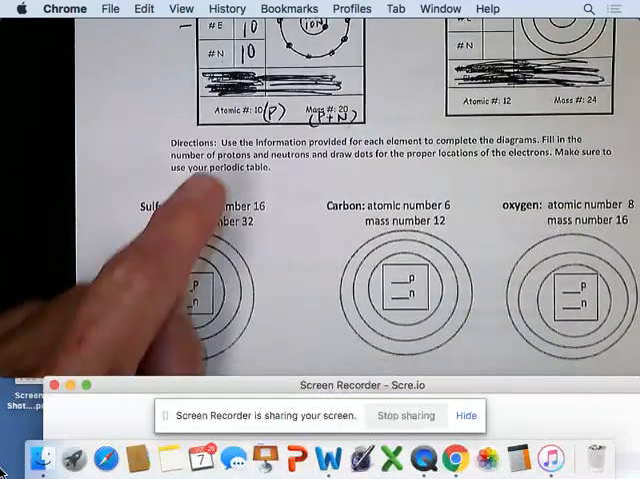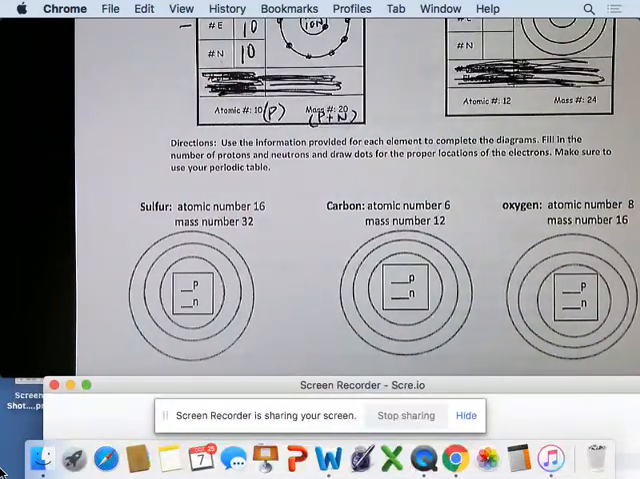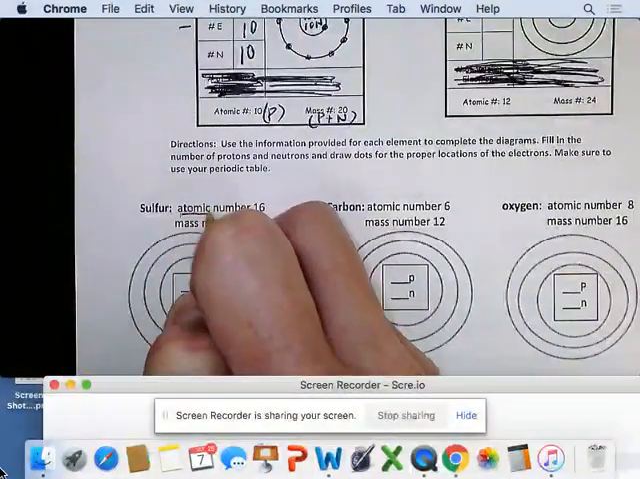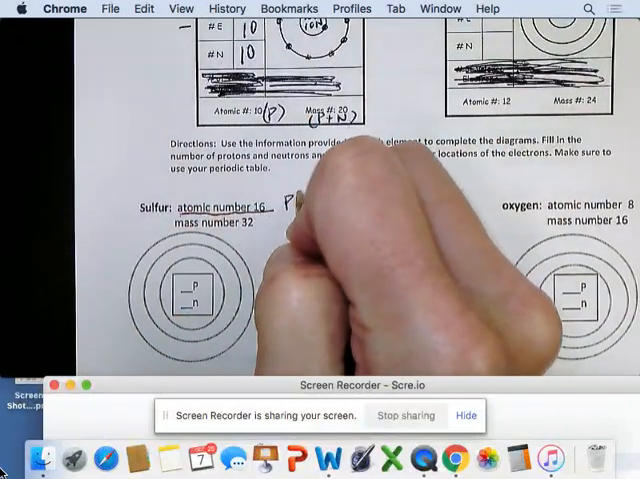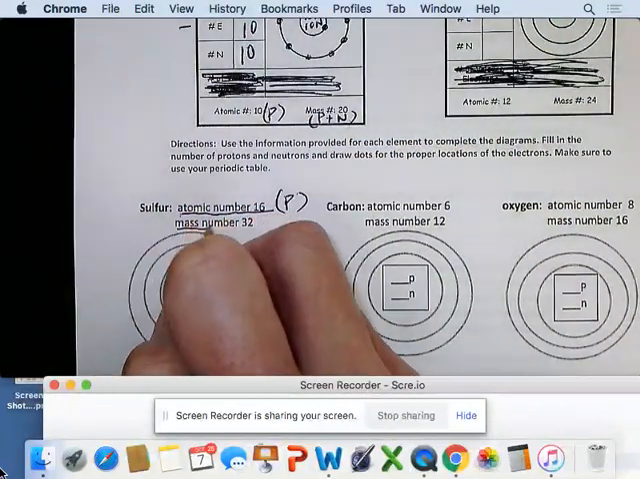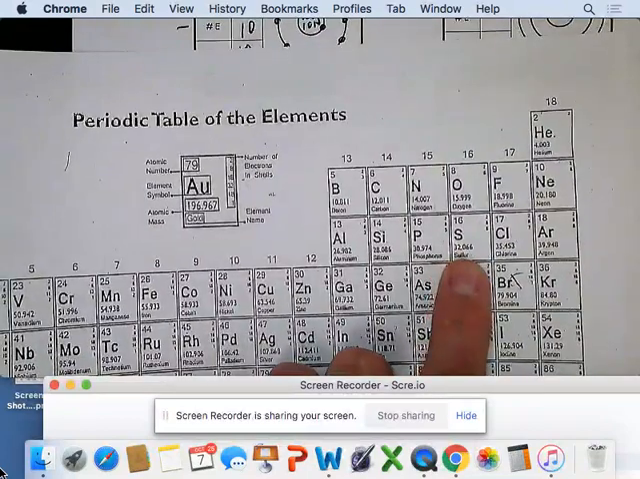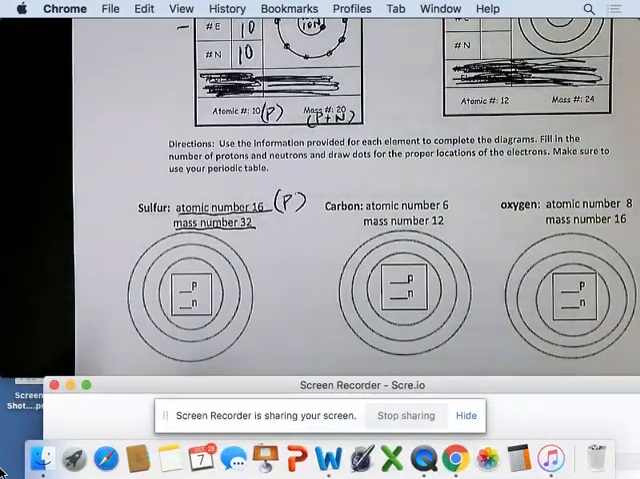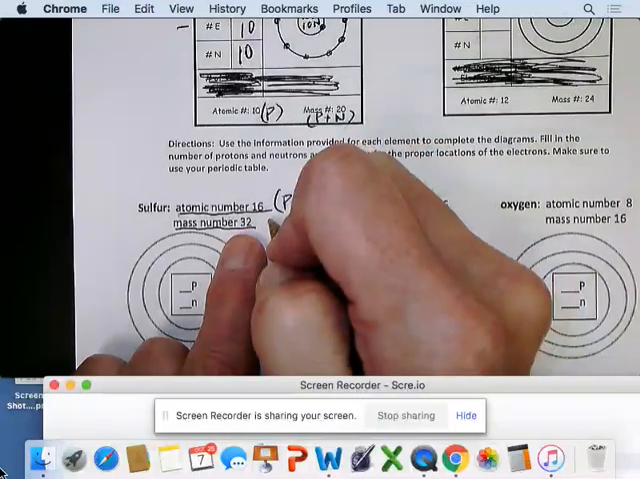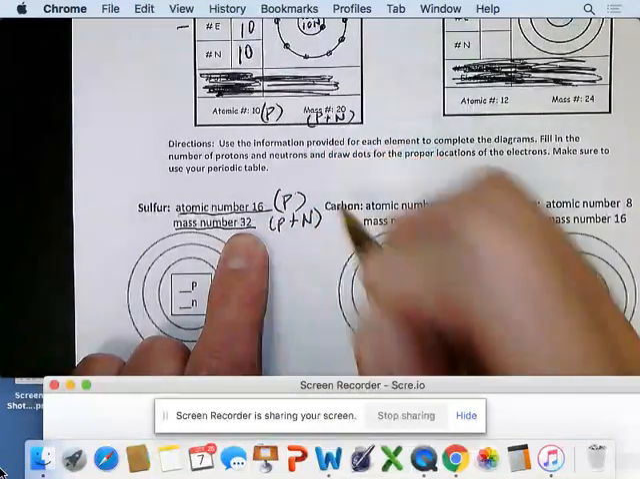The first one is sulfur. It says, use the information provided for each element to complete the diagrams. Fill in the number of protons and neutrons and draw dots for the proper location of the electrons. Make sure to use your periodic table. For this one, it tells us the atomic number is 16. That means that's the number of protons. The mass number, that's how much the atom weighs. It's a specific isotope, so we don't have to look at the average weight. Given all the isotopes, we're looking at a very specific form of sulfur that weighs 32. That's the protons plus the neutrons, okay?